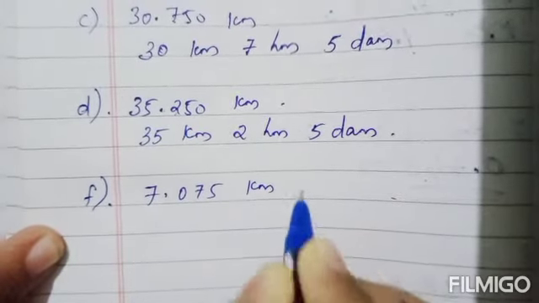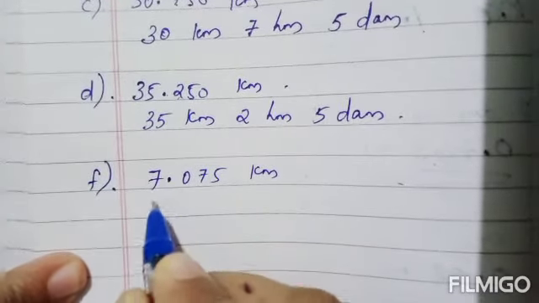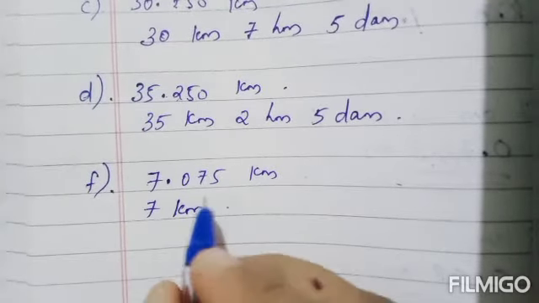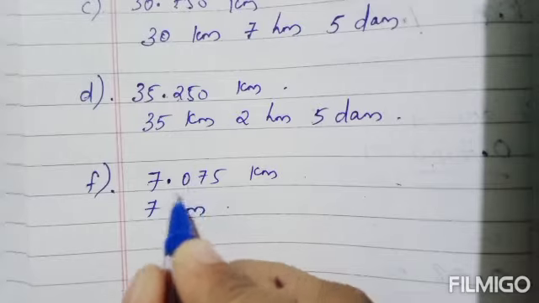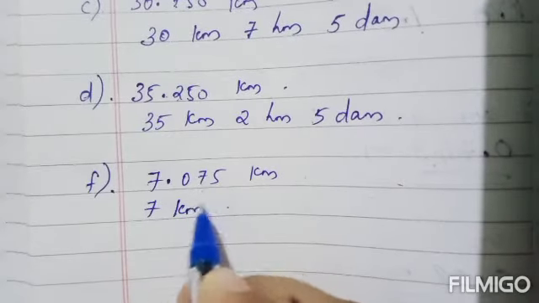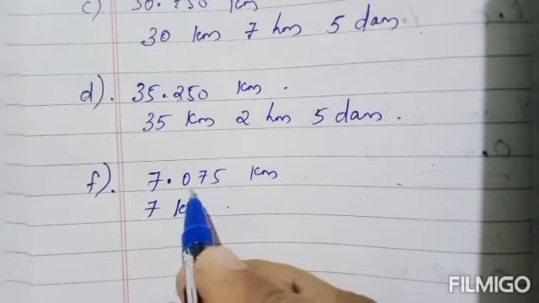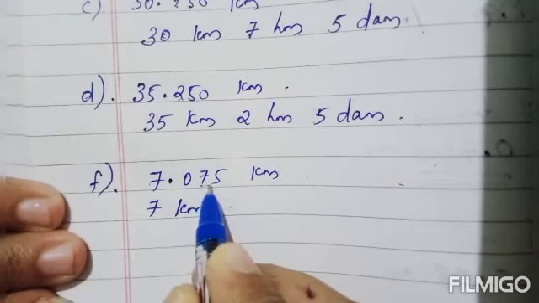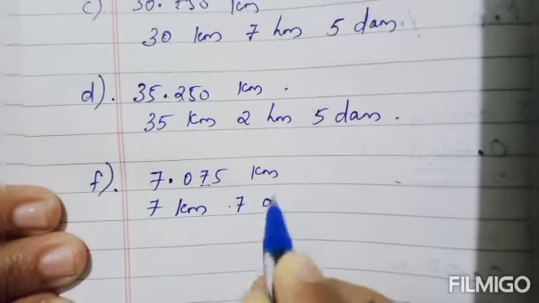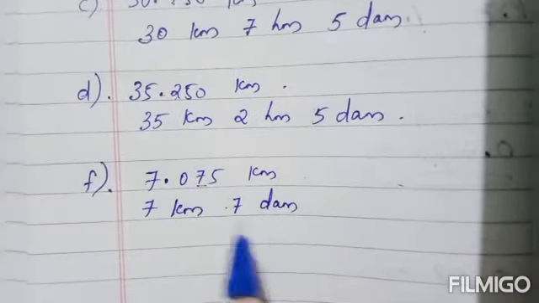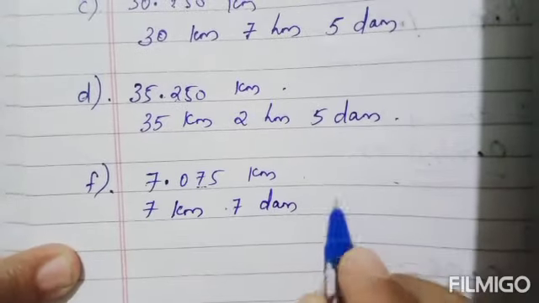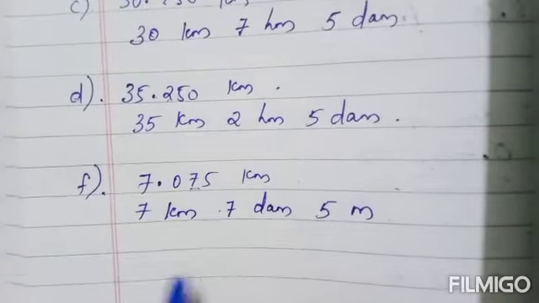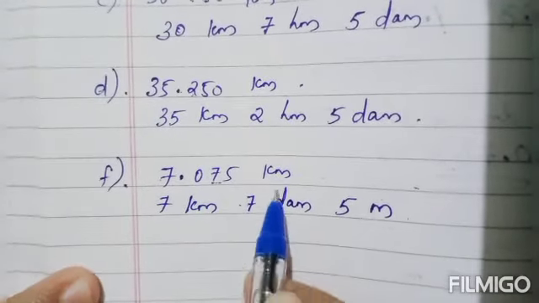Okay. Next in that F, 7.075 kilometer. So before the decimal point 7 kilometer. After the decimal point in the 10th place it is 0, so 0 hectometer, no need to write that. Okay. Next in 100th place it is 7, so 7 decameter. In 1000th place it is 5, so 5 meter. Okay, 7 kilometer, 7 decameter, 5 meter.